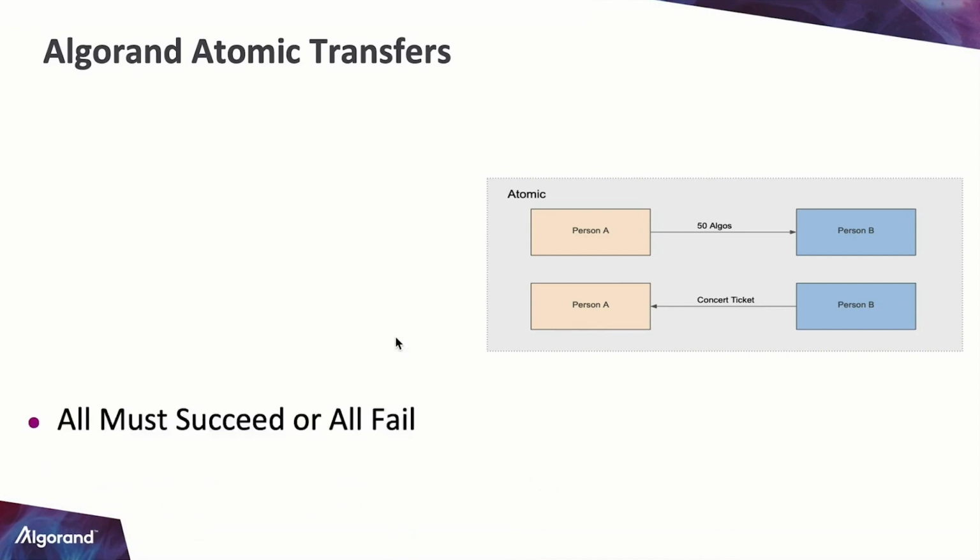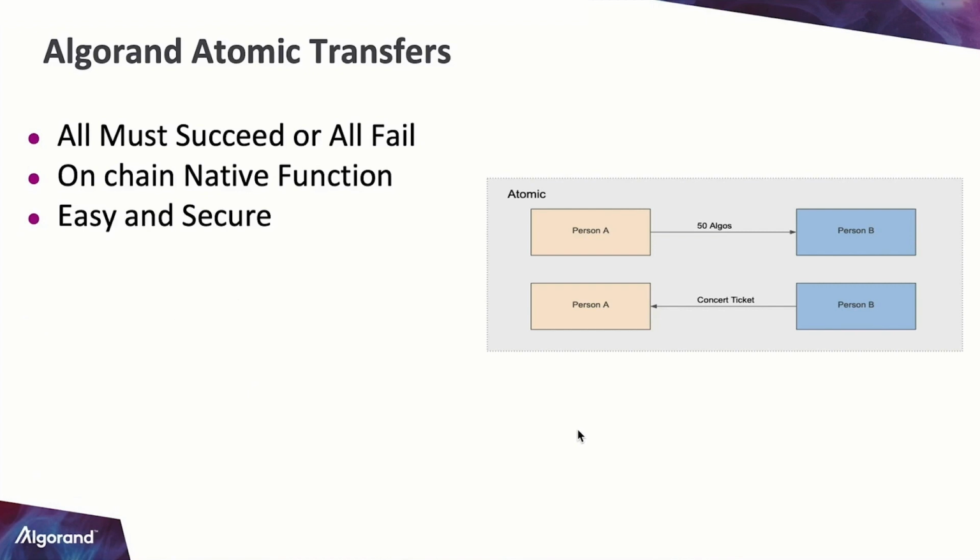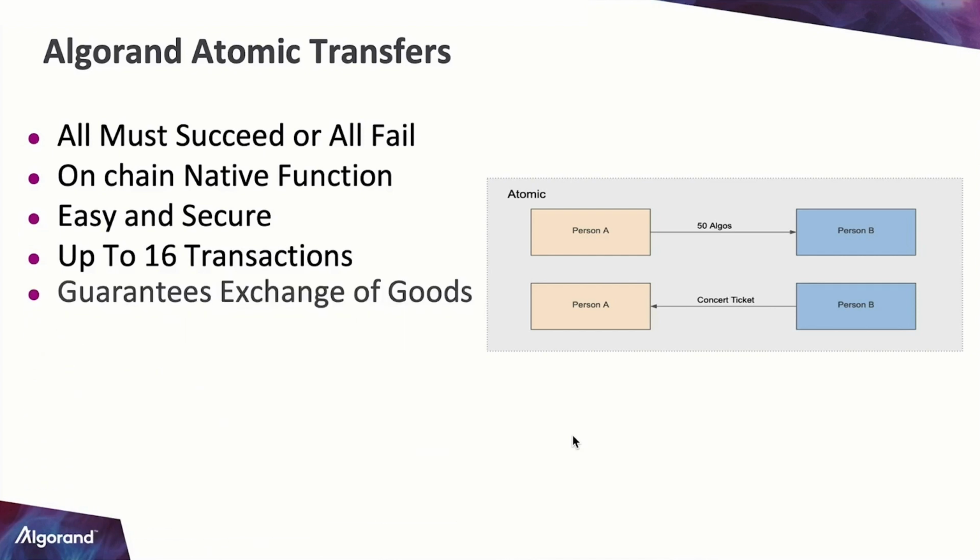And atomic transfers is the same concept. All must succeed or all will fail. This is extremely useful. This is the secret sauce behind a lot of transactions that are done on the blockchain. It's a native function. Once again, layer 1, it's easy and secure, and you can wrap up to 16 transactions into one atomic transfer. This guarantees an exchange of goods.